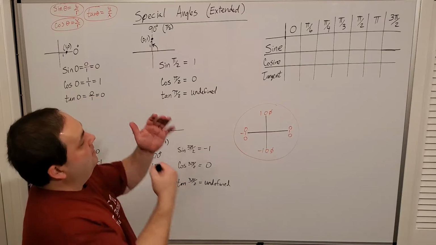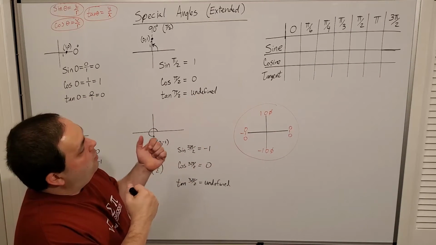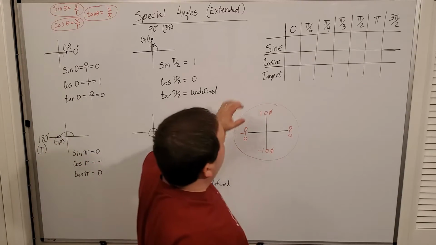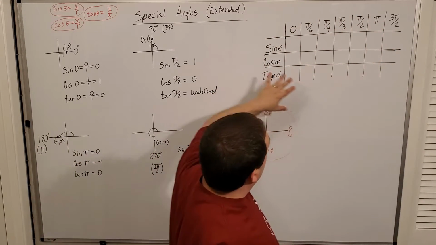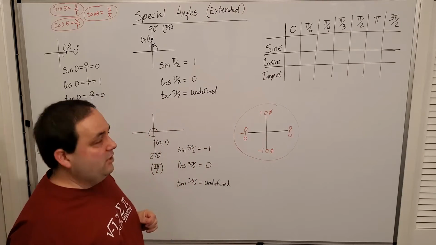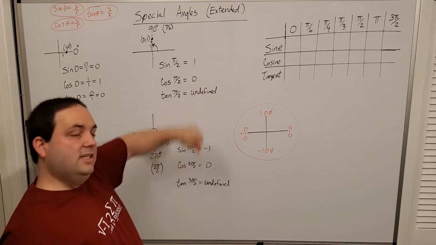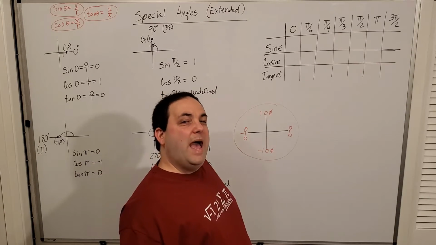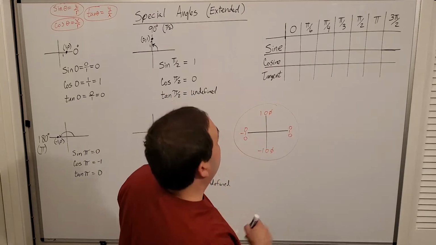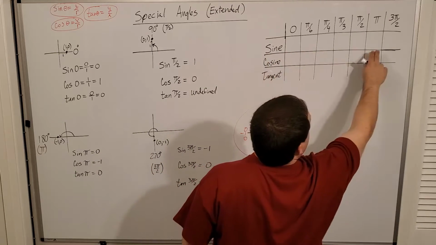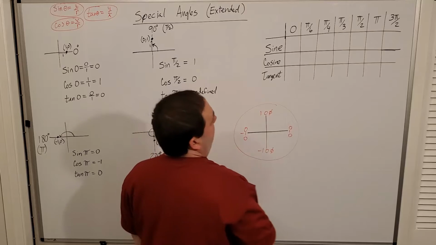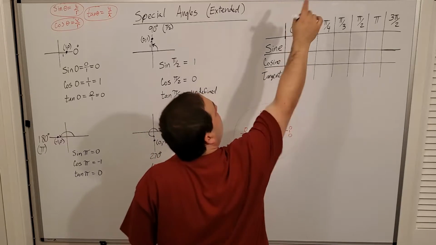Okay? And I want to show you a chart here. This is a complete chart of all 7 special angles. These are the 4 new ones and then the 3 from last time. First thing I want to show you is that there's a pattern here. If you can build the sine pattern first, everything else sort of just comes out of that. Okay? So watch this.